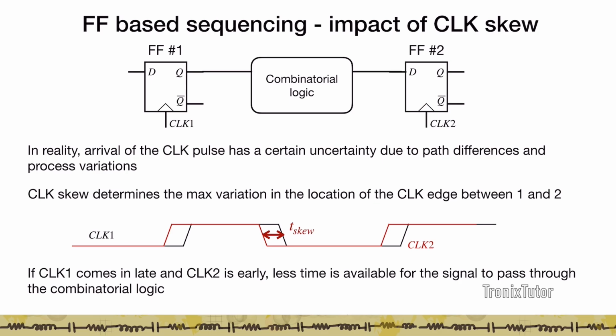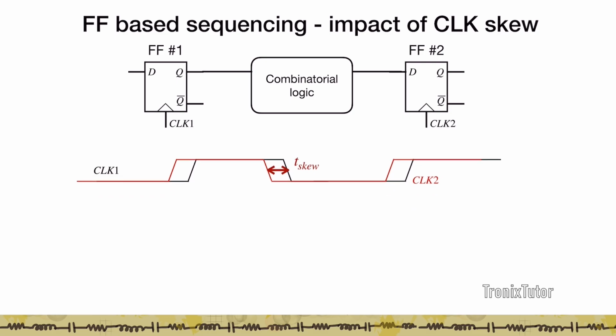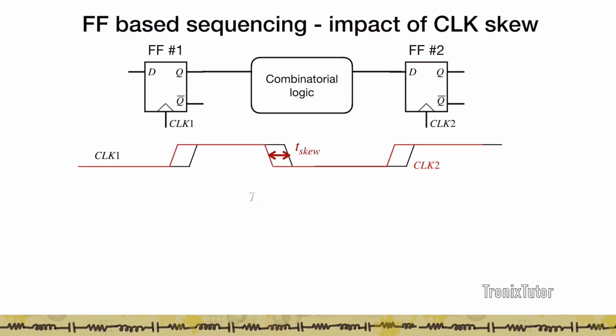Suppose clock 1 comes in late and clock 2 comes in early, then we have less time available for the data to flow through the combinatorial logic. So in terms of combinatorial logic design, we have the clock period minus T skew as the available time. It's no longer TC, but TC reduced by the skew, because it can happen when these two clocks are not coming at the same time. You still want the setup time to be met. So that gives you TC minus T skew should be greater than TPCQ1 plus TPD plus T setup.